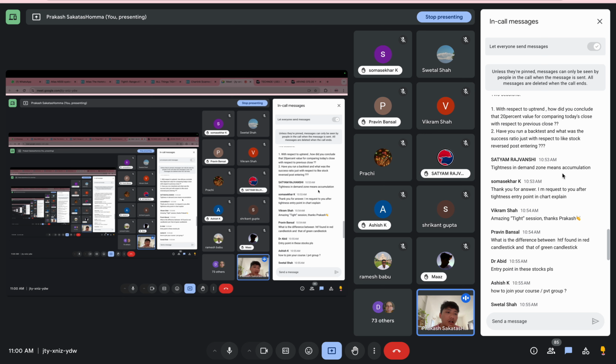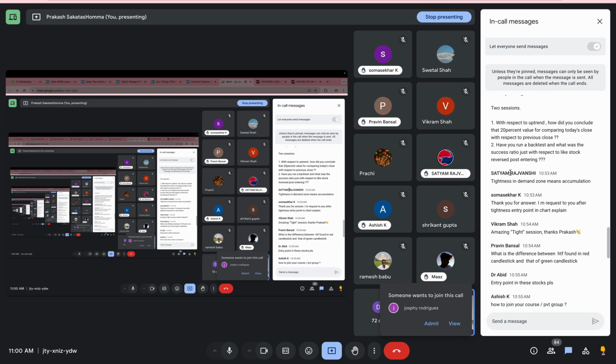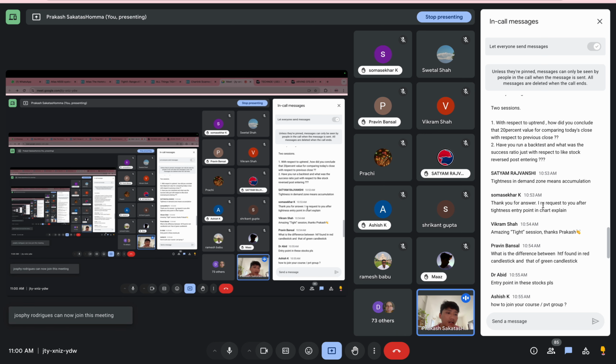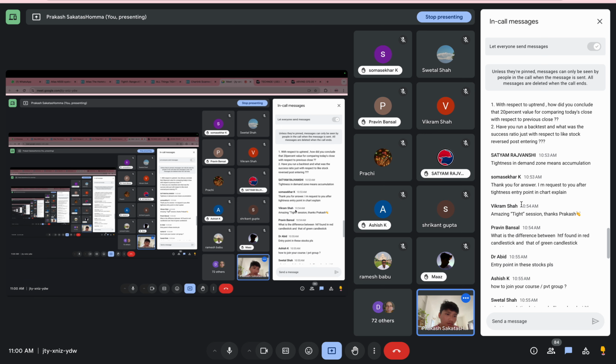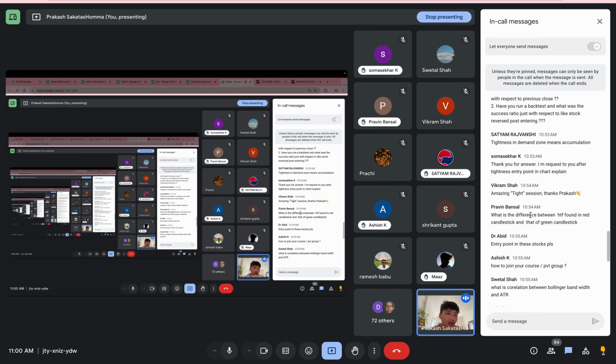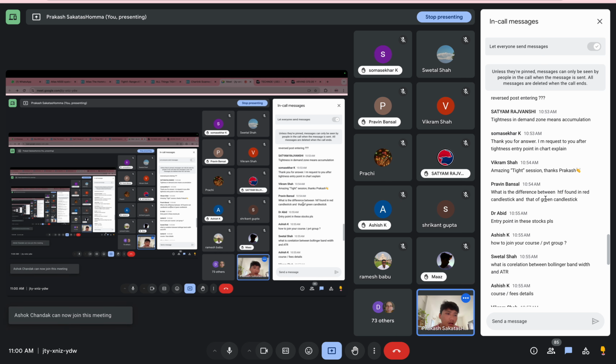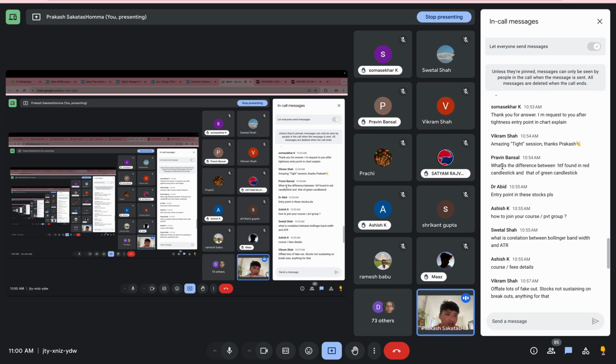Tightness in demand zone means accumulation. Okay, noted. Thanks for the answer. I'm requesting you, after tightness, to explain the entry point. Not sure, is this a question again? Soma Sekharji: amazing session, Prakash. Thanks, Vikram. What's the difference between HTF found in red candlestick and that upgrade? I don't get the question. Please rephrase your question, Praveen. Entry point in this stock, please. When it is breaking out of the tight zone.